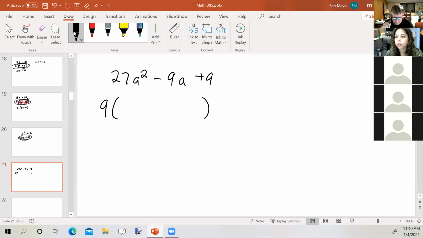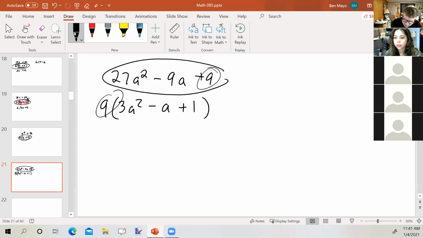We need to leave a trail. And what am I talking about here? Well, if we take a 9 out, we get 3a squared minus a. People sometimes think, oh, we're done because I've got the 9, but we need to leave a trail to get back. So we actually have to have a plus 1 there, because we have to be able to get back here through multiplying or distributing, okay? So we need that plus 1 there. Don't forget that trail, okay? All right, any questions on that?